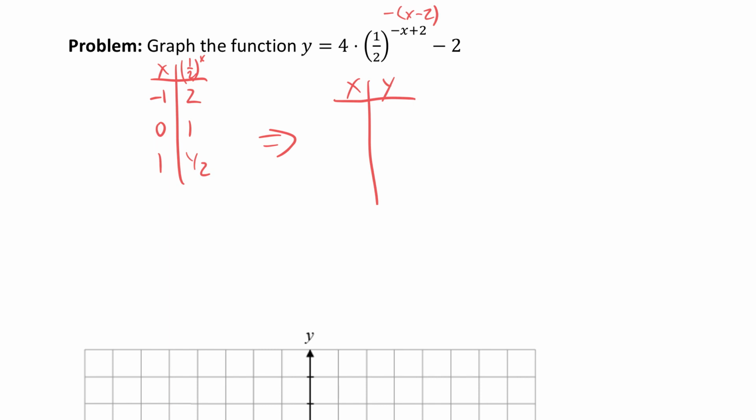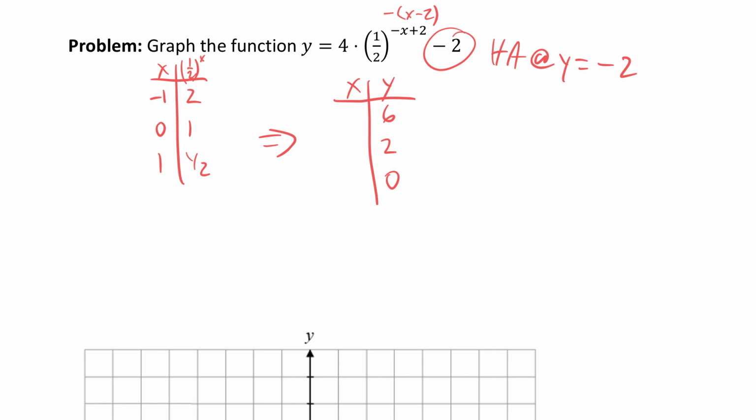For x, well, let's do the y values first. Those are a little easier. So we'll go ahead and multiply by 4 and then subtract 2. So 2 times 4 is 8, minus 2 is 6. 1 times 4 is 4, minus 2 is 2. 1/2 times 4 is 2, minus 2 is 0. And just remember, this is going to be our horizontal asymptote at y equals negative 2.